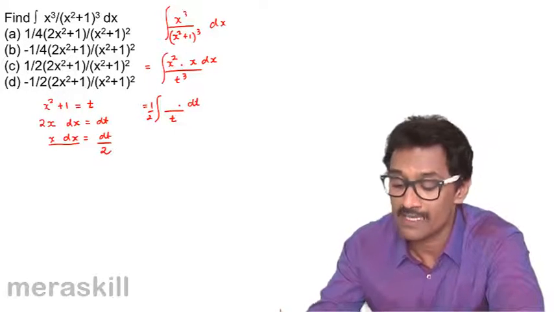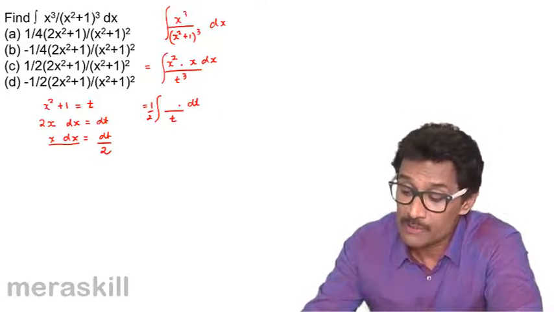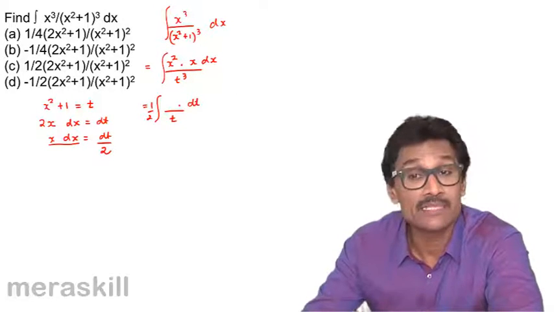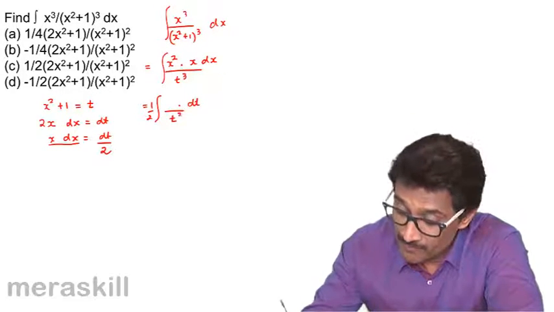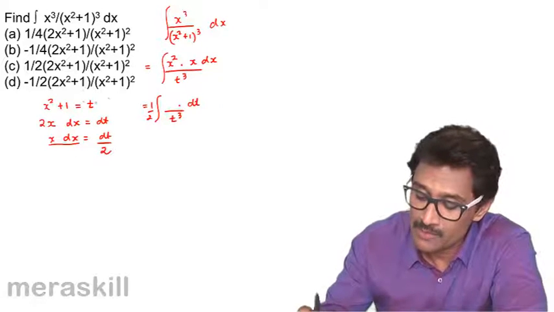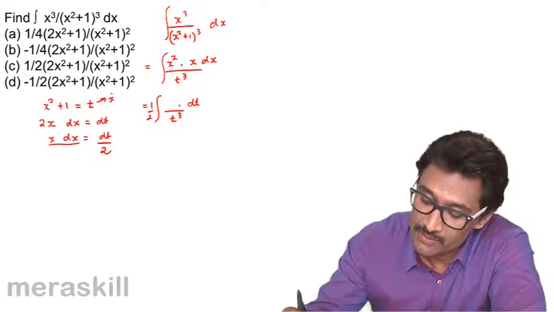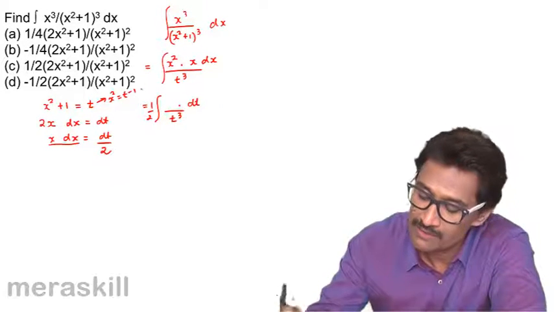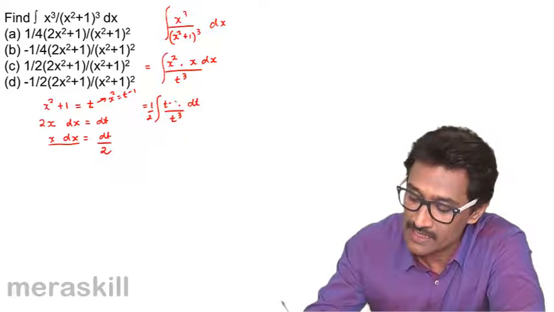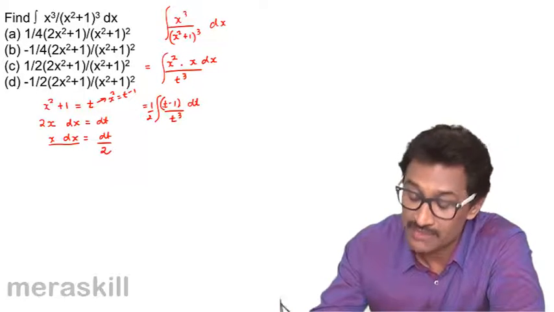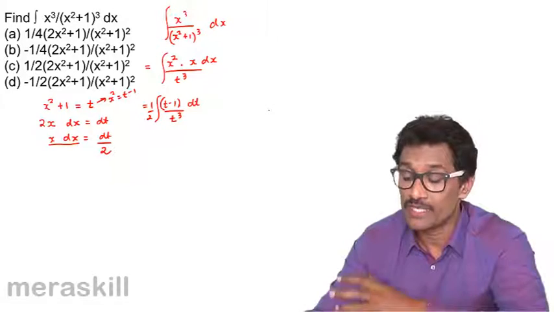The problem is x square. Now what do we substitute x square as? Easy to understand, x square plus 1 is t, therefore x square is nothing but t minus 1. So we can write this as t minus 1 dt. So we may have to rearrange these things.